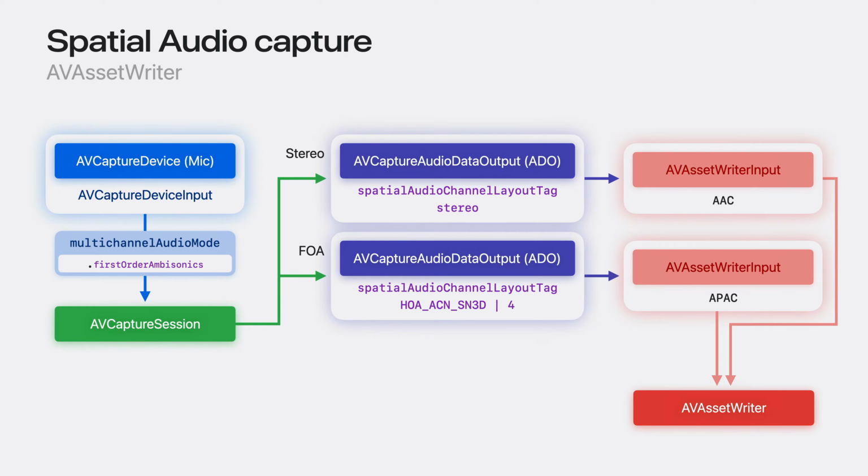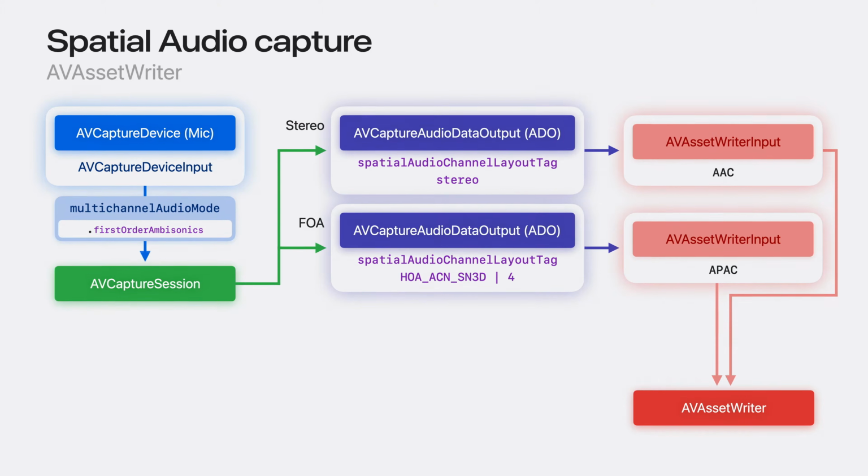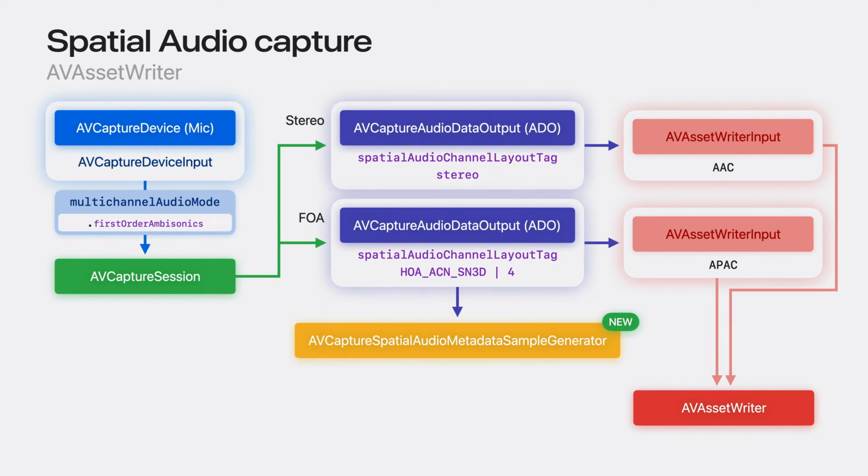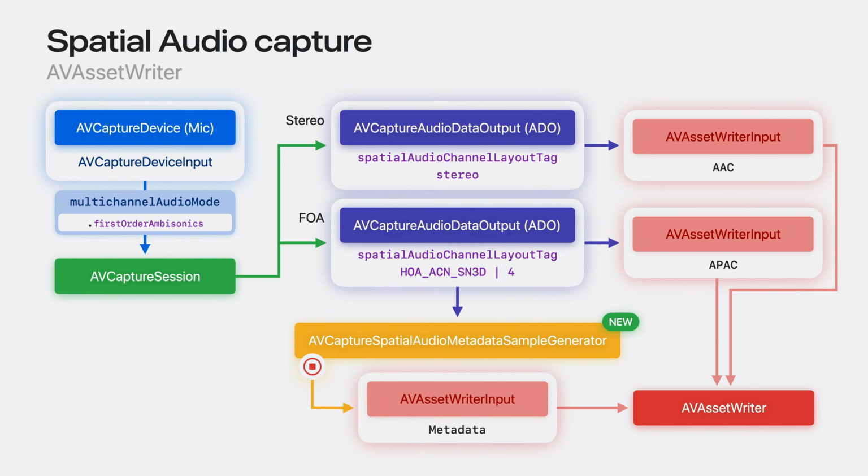The final piece is the metadata, and there's new API to create that sample. Use the helper object AV Capture Spatial Audio Metadata Sample Generator. The sample generator object receives the same buffers that are coming from the FOA audio data output. When the recording stops, after sending the final buffer, the sample generator creates a timed metadata sample that is passed into another asset writer input and then compiled into the final composition as a metadata track.